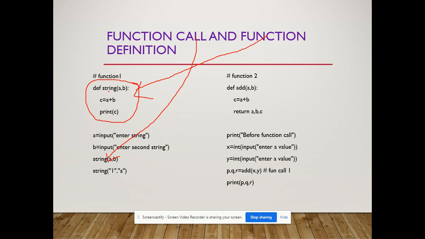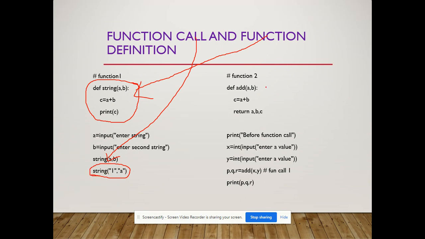It is a string function accepting two arguments a and b, and it is concatenating c is equal to a plus b. When two strings are given to this particular function, it will concatenate a and b, and c will be printed. Concatenated string will be printed as result, right? So this is said to be function call statement. Is there any other function call statement? Yes, there is another function call statement. This is also called a function call statement, right?